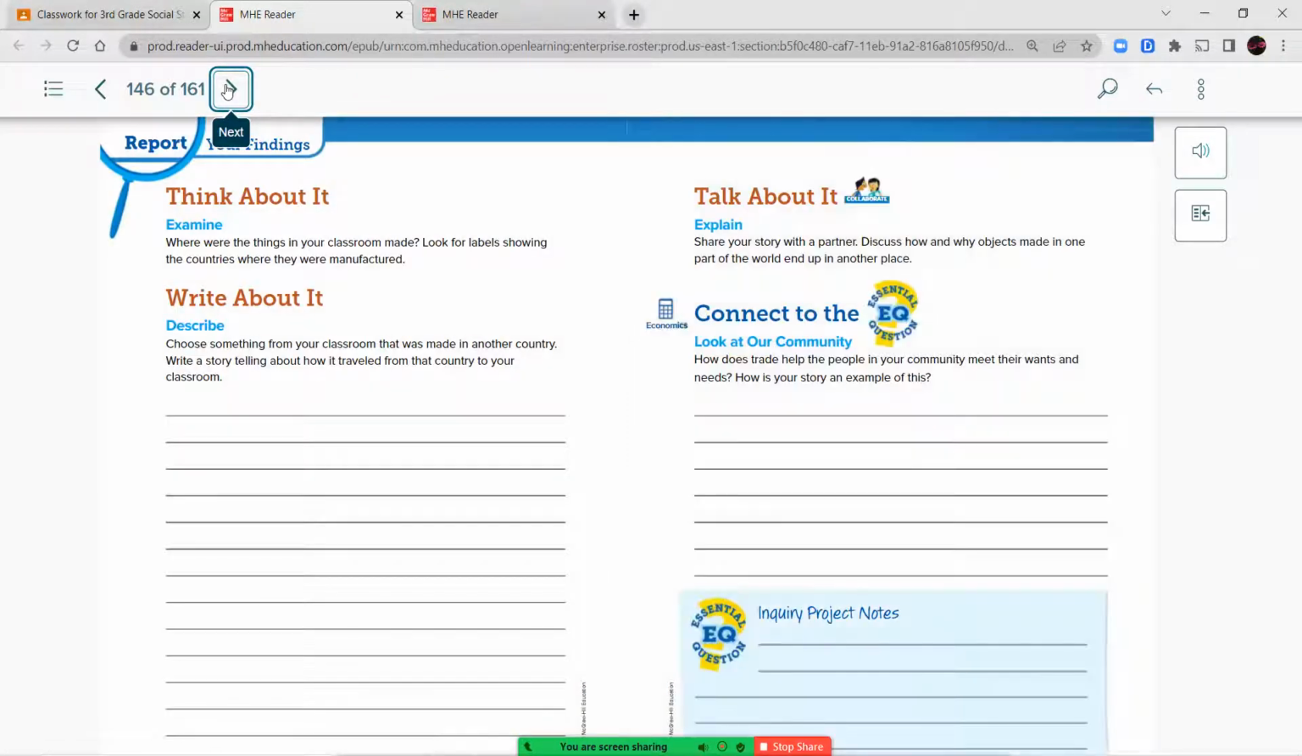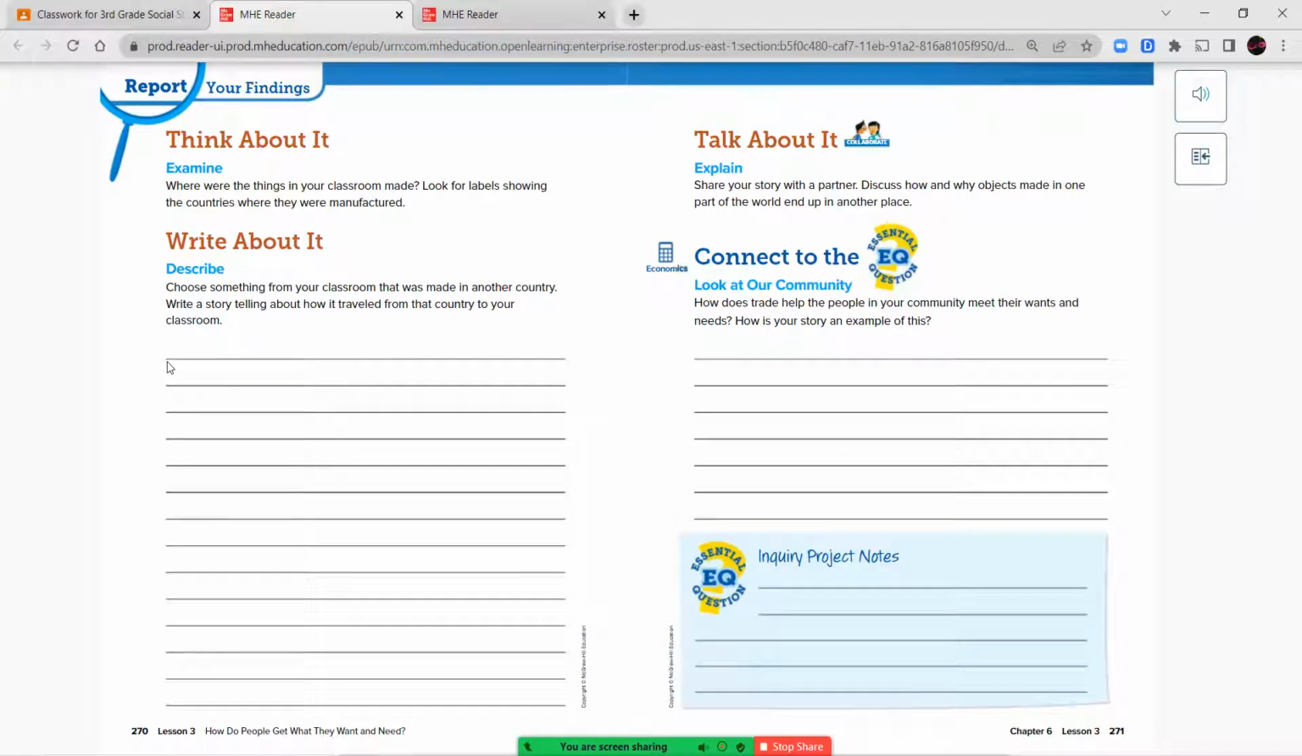Let's take a look at our writing pages. The first section where it says write about it, it says describe. Choose something from your classroom that was made in another country. Write a story telling how it traveled from that country to your classroom. So you can pick something from the classroom or from home and describe where you think it came from, what port you think it may have traveled to, how it went from that port to the store to your house. So you can write it in plenty of detail. You've got a lot of lines.